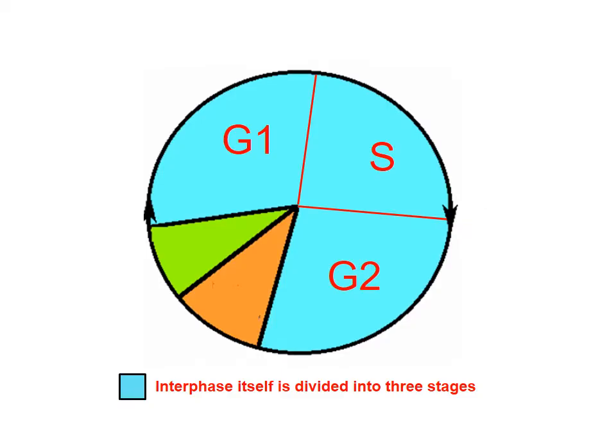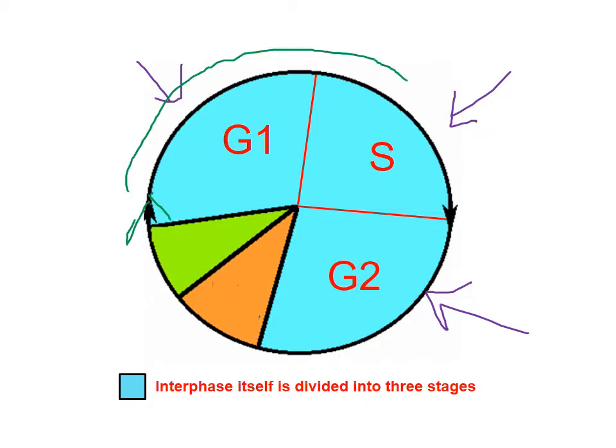Interphase itself is actually divided into 3 stages, G1, S, and G2. The arrows here are kind of hard to see on the circle, but the cycle here is going clockwise. So here's an arrow, and the cycle is actually going in this direction. At this point, the next cycle, mitosis, starts, and at this point, cytokinesis starts.